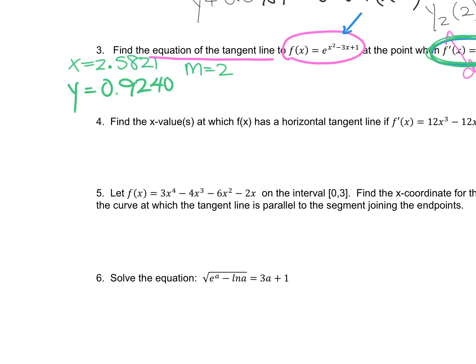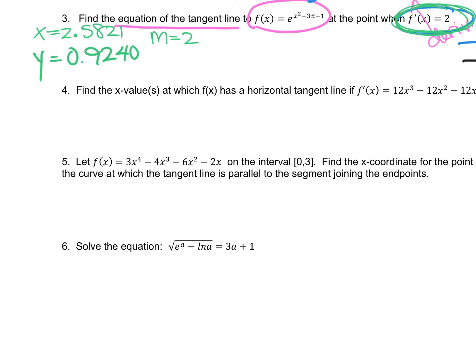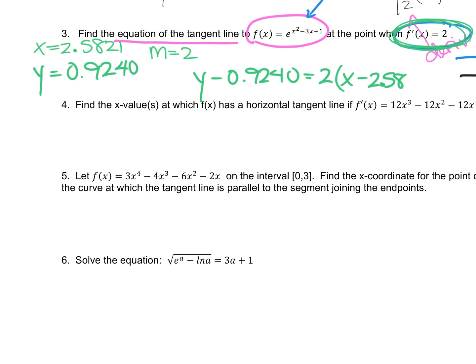All right, so then from there, equation of the tangent line is easy, right? I've got y minus 0.9240 is equal to my slope of 2, x minus 2.5821.